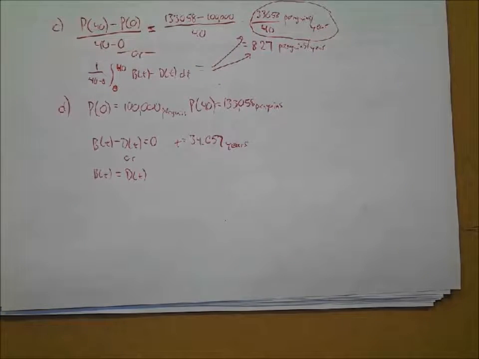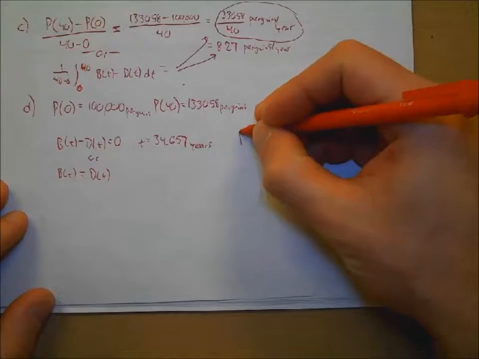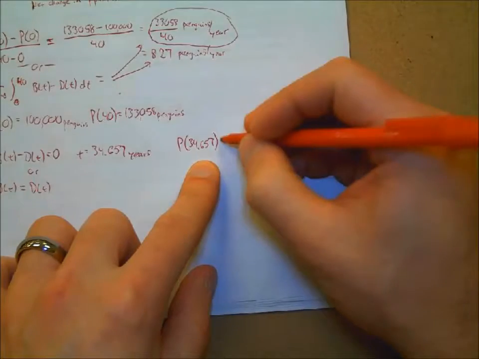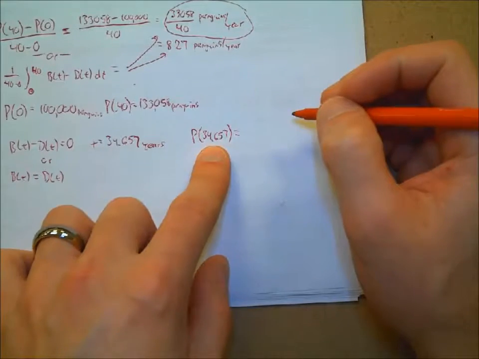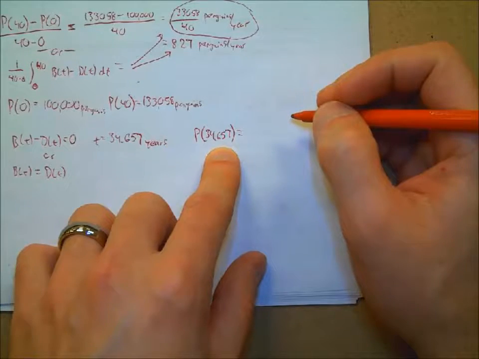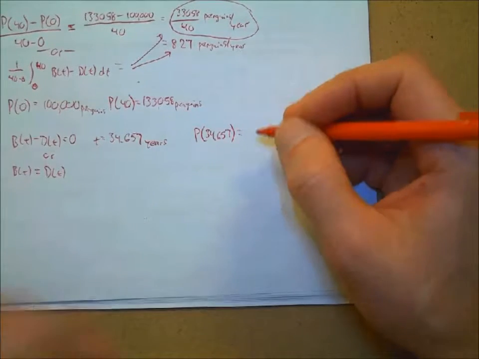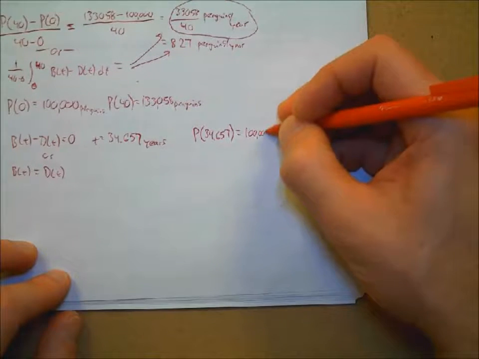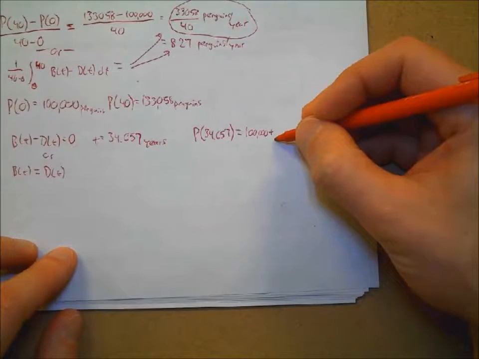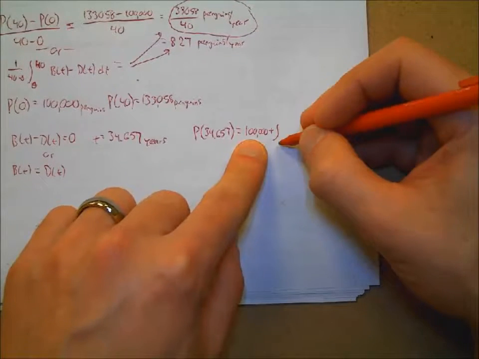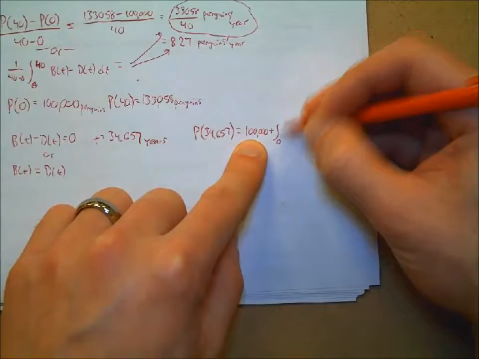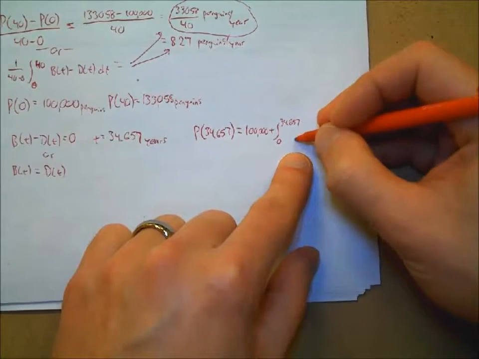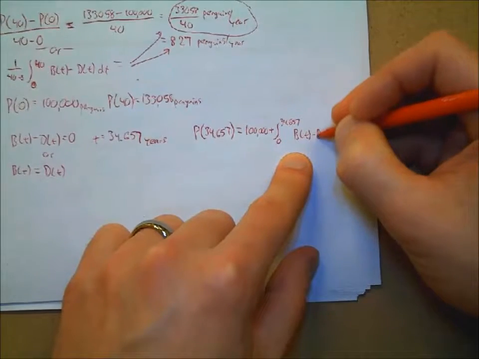Now we want to evaluate our population. We want to evaluate the population at 34.657. Okay. So what kind of calculation are we going to do to evaluate the population at this time? Well, what's our starting population? 100,000. We're going to add to that the net change from, that's the population at time 0, and we're going to add to that the net change up to 34.657. And again, it's going to be the integral of B of t minus D of t dt.